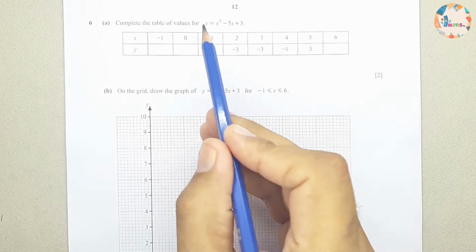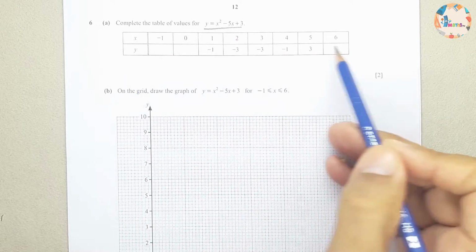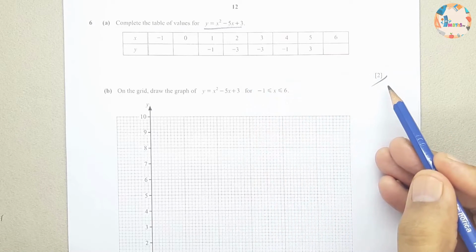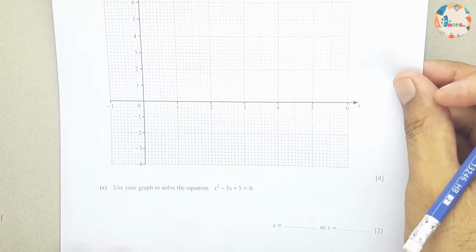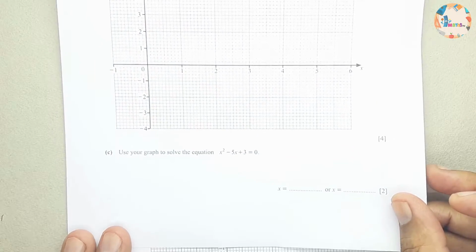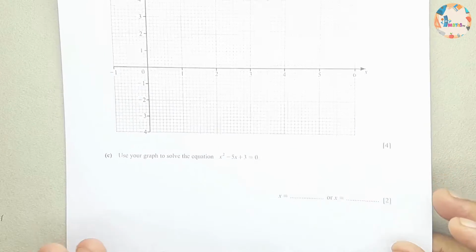This is the question which we have chosen for quadratic curves. This is the equation given. The table of values we'll have to complete, which is 2 marks, and then we'll have to plot this one, which is basically 4 marks. Plotting the curve is a 4 mark question, and then we'll have to answer this bit, and this is also 2 marks.